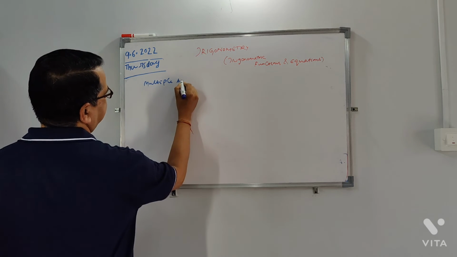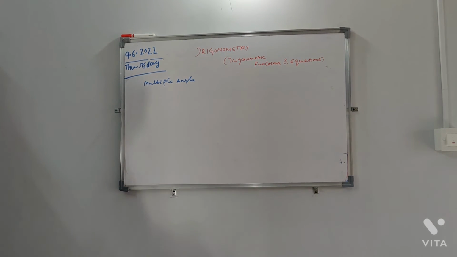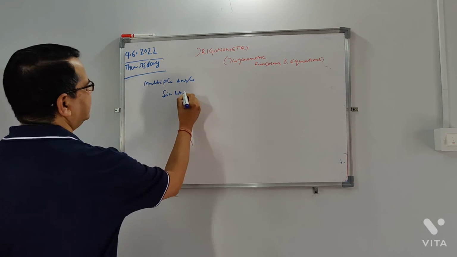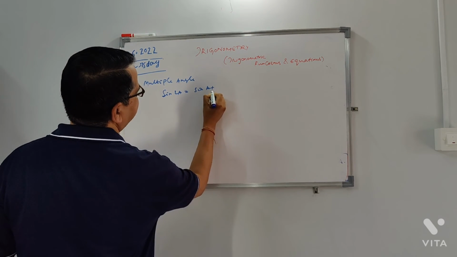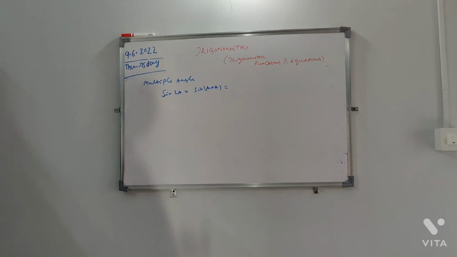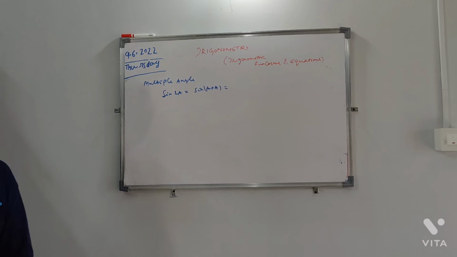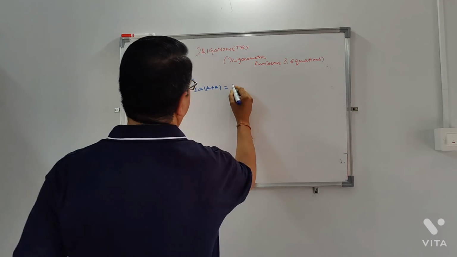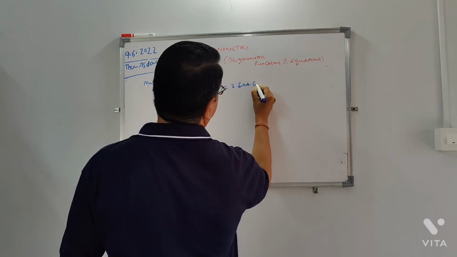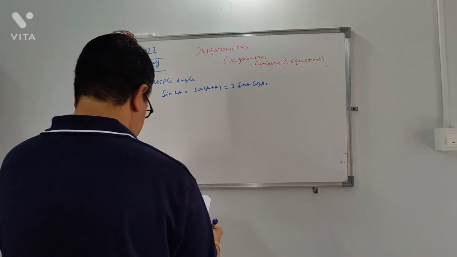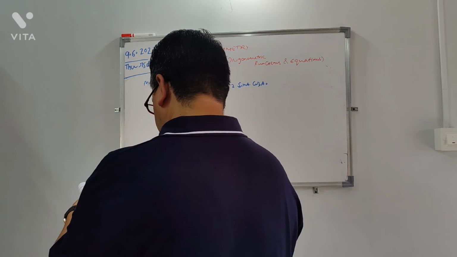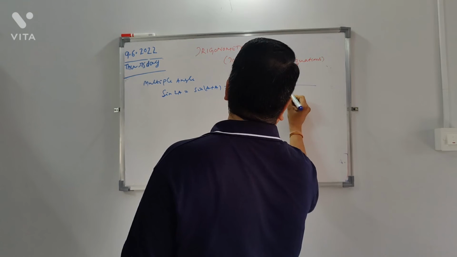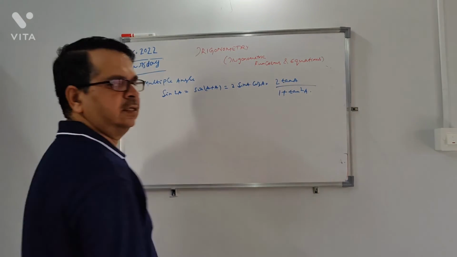Multiple angles. Multiple means 2A, 3A and all. So sin 2A is nothing but sin of A plus A. By using the sin A plus B formula you can derive it, but you don't have that much time to derive, so you have to remember it. It will be 2 sin A into cos A. In terms of tan, it will become 2 tan A divided by 1 plus tan square A. So if you want to write in terms of tan, this is the formula.